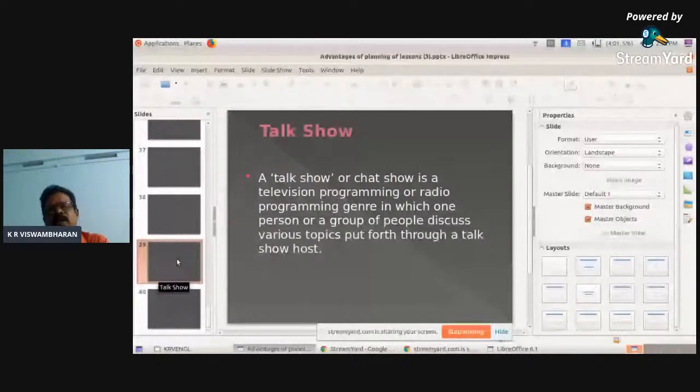So these are the outline of the 4 units over yesterday and today. We have gone through the 4 units included in your D.El.Ed part 4, semester 4.